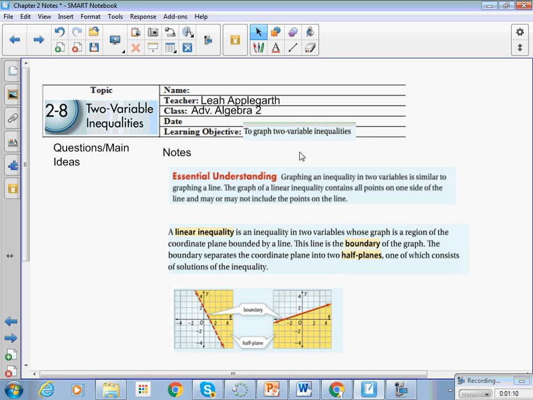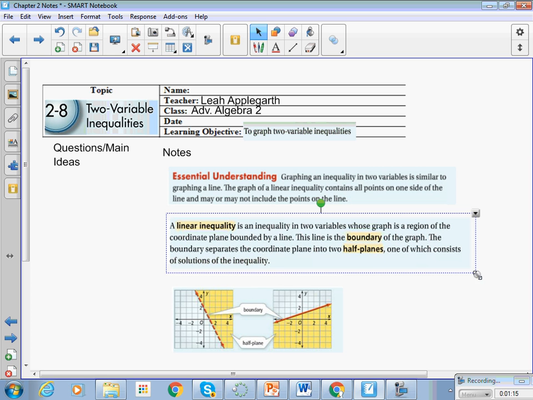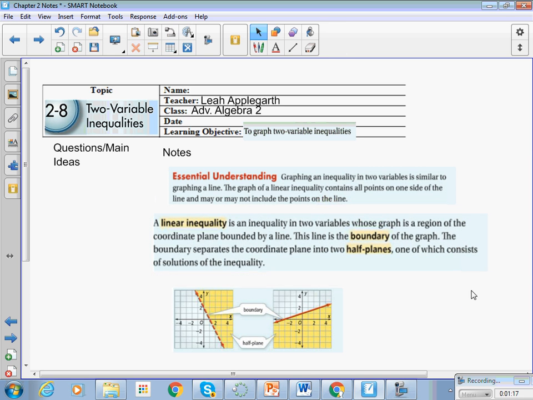All right, this is where you guys are going to start writing. Make it a little bit bigger. A linear inequality is an inequality in two variables like x and y. So if two variables is freaking you out, just put x comma y, whose graph is a region of the coordinate plane bounded by a line. I want you guys to circle the word region.